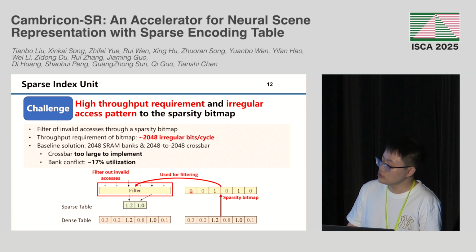The straightforward solution requires the bitmap SRAM to contain approximately 2,000 banks and a 2,000 to 2,000 crossbar. However, a crossbar of this scale is too large to be feasible. Even if such a crossbar could be implemented, irregular memory accesses would cause bank conflicts, reducing throughput to only 17% of the peak throughput.